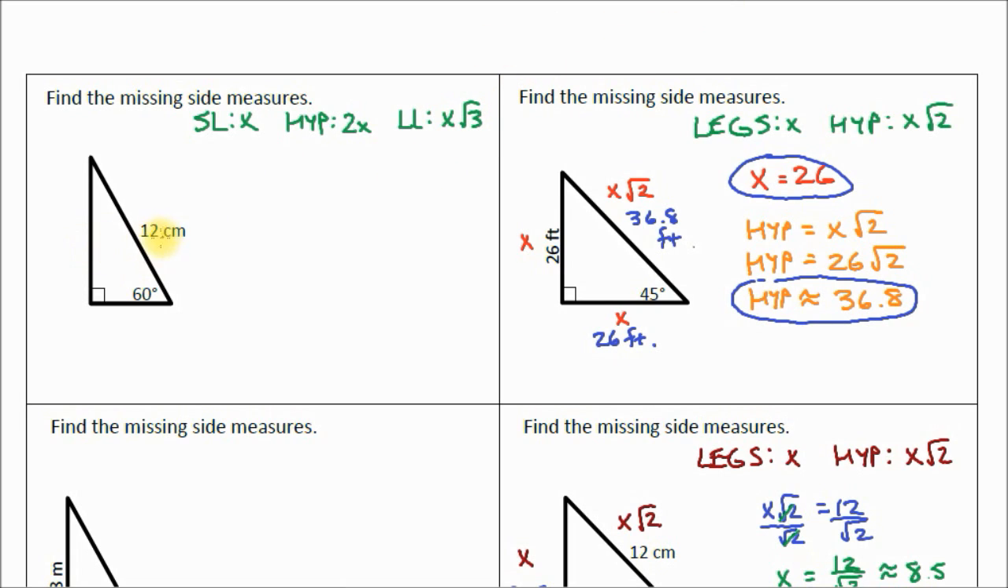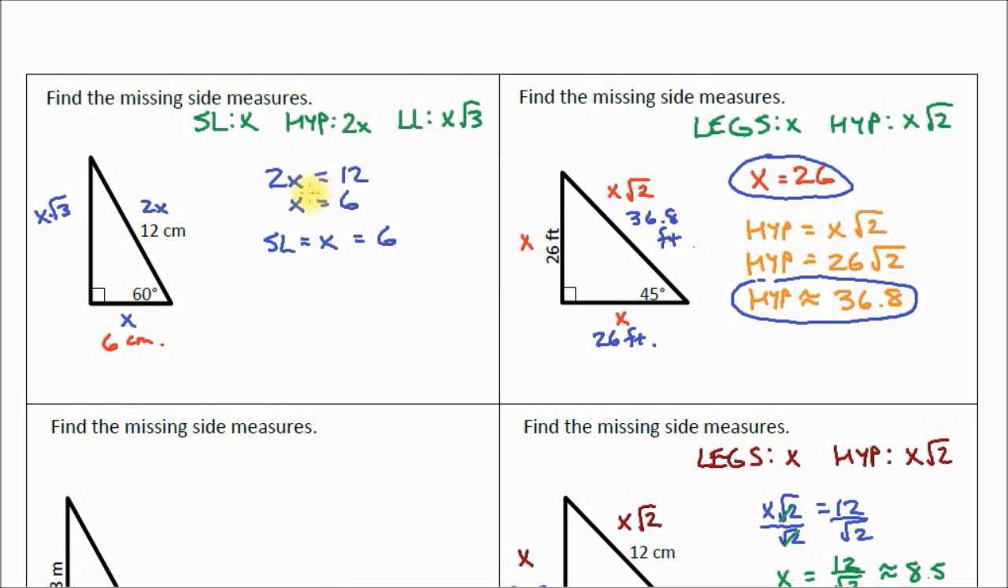Okay, well, they gave us the hypotenuse. So we know the hypotenuse is going to be 2x, the short leg is going to be x, and the long leg is going to be x times the square root of 3. So that means 2x equals 12, because 2x is the hypotenuse. If we divide both sides by 2, we find that x equals 6. Since our short leg is just equal to x, then our short leg must also be 6. Let's write our measurement here. This must be 6, and our unit of measure is centimeters. So our short leg is just 6 centimeters.